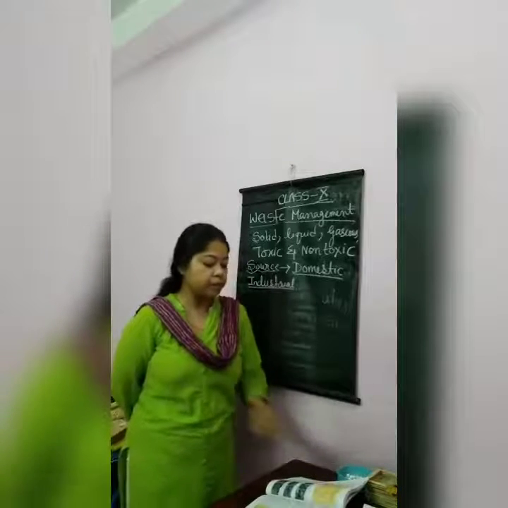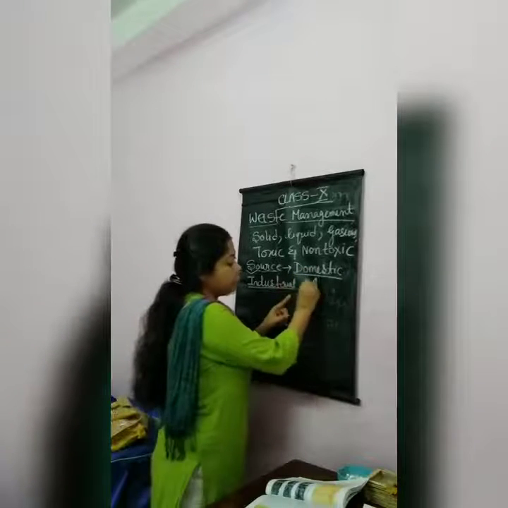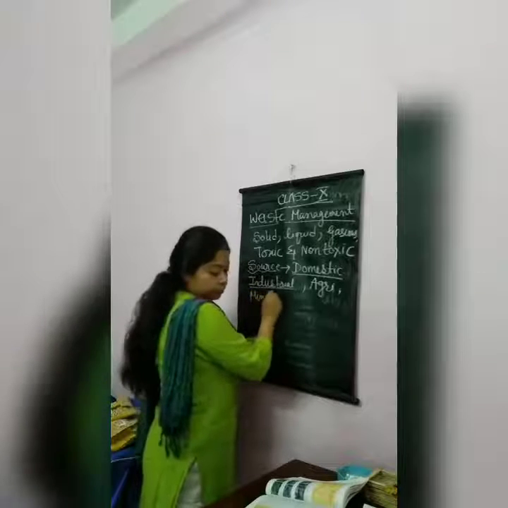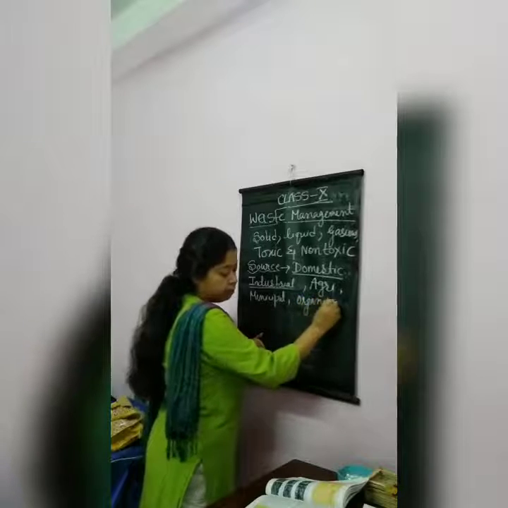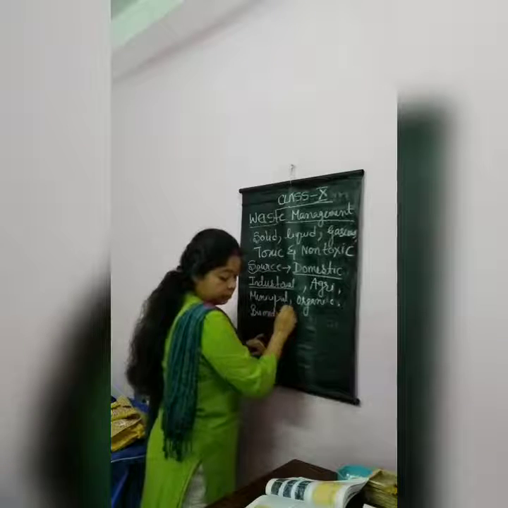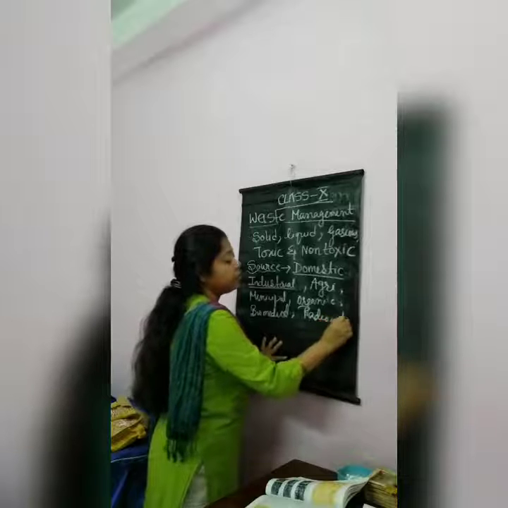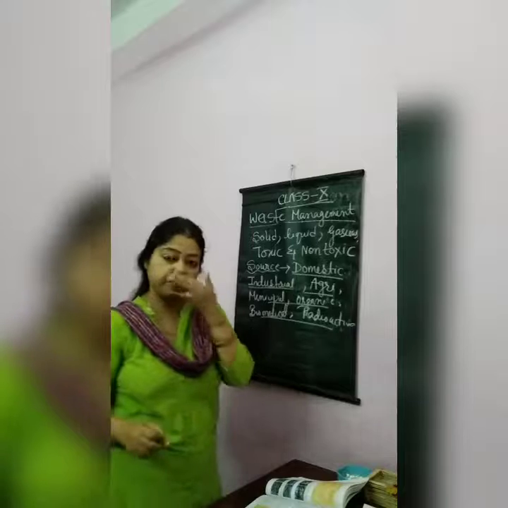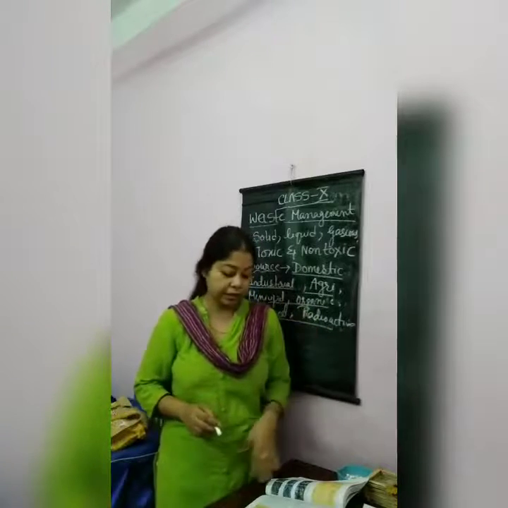Okay, so from this part what you will read are the names of the types: domestic, industrial, agricultural, municipal, organic, biomedical, radioactive. Individually these can come as short questions. For short questions, along with definition and example, they can come individually.